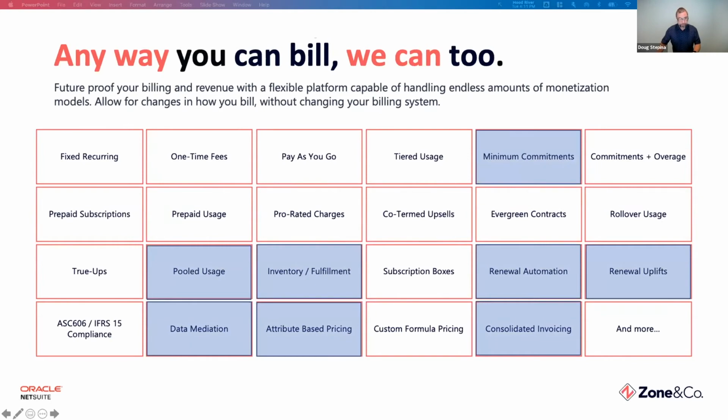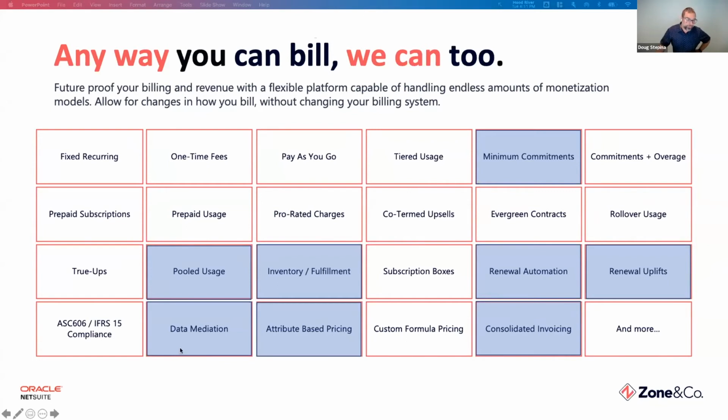So, for example, pooling of usage. If we look at this particular box here, more or less when you're pooling usage, you're looking at a parent-child relationship where you have to roll up different usage from children up into a parent. Also, things like inventory fulfillment. So if you have subscriptions for products that need to be sent out, we can produce a native NetSuite sales order, which then can be fulfilled.